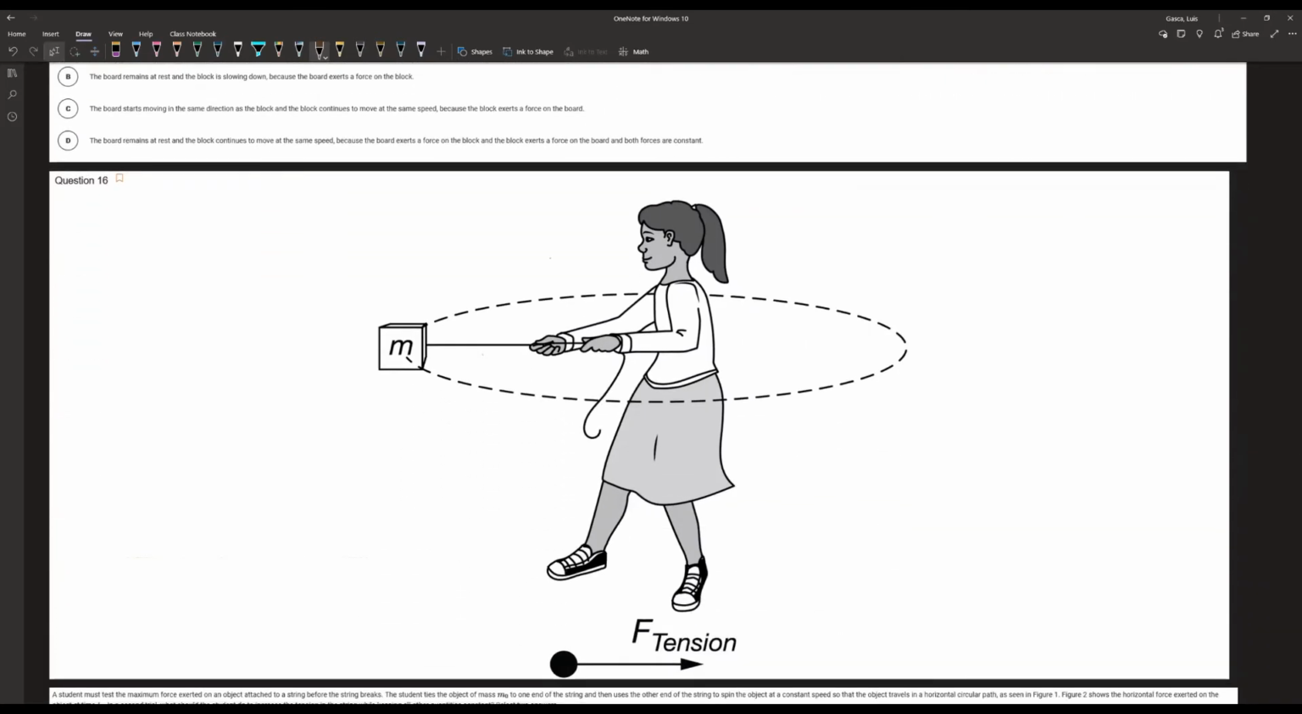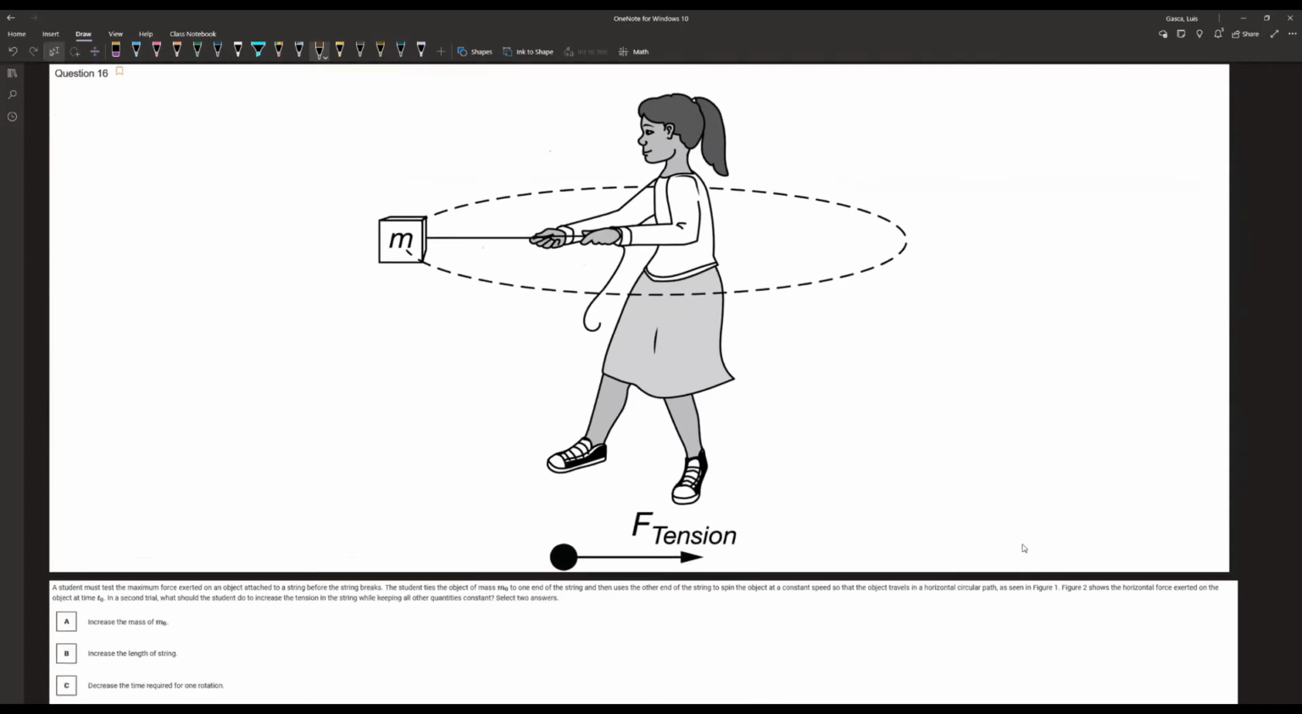Number 16. A student must test the maximum force exerted on an object attached to a string before the string breaks. The student ties the object of mass M0 to one end of the string and uses the other end of the string to spin the object at a constant speed so that the object travels in a horizontal circular path as shown in figure 1. Figure 2 shows the horizontal force exerted on the object at a time t. In a second trial, what should the student do to increase the tension in the string while keeping all other quantities constant? Select 2 answers.